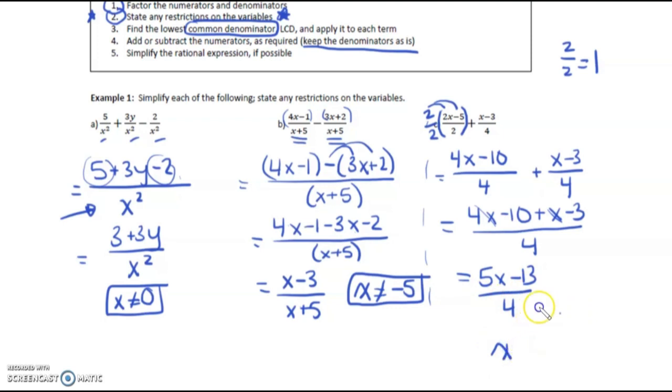Okay, here's the thing. Is there a variable in the denominator? No, there is no variable. So therefore, x can be any number. We only put restrictions on the denominator.